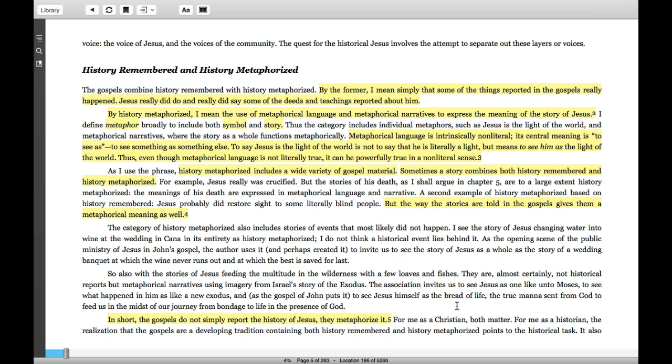Well, what is history remembered? History remembered includes the things that Jesus actually did and said. What is history metaphorized? History metaphorized are the non-literal truths that the Gospels are trying to portray. We unpack this one a little bit later on. The example he uses here, when the Gospels refer to Jesus as the light of the world, it's not literally that Jesus is light, but it is very metaphorically true that Jesus is the light of the world.